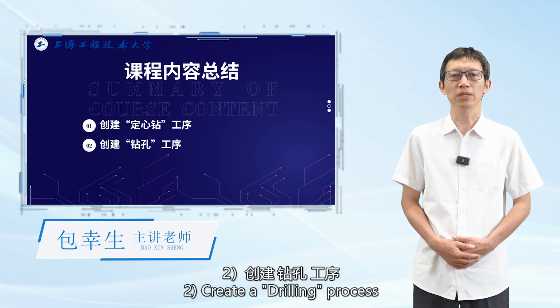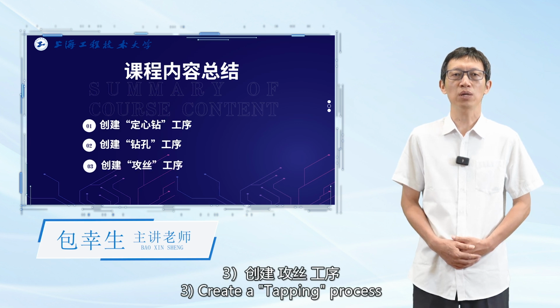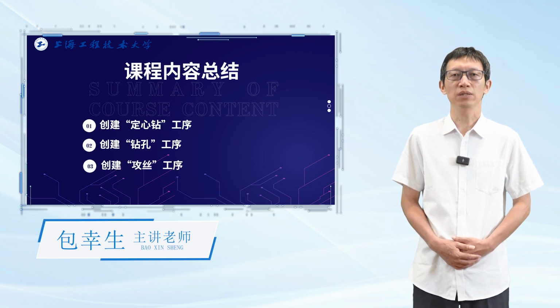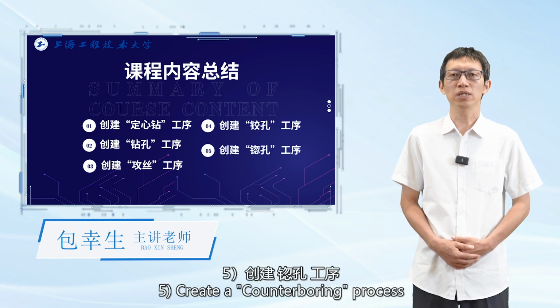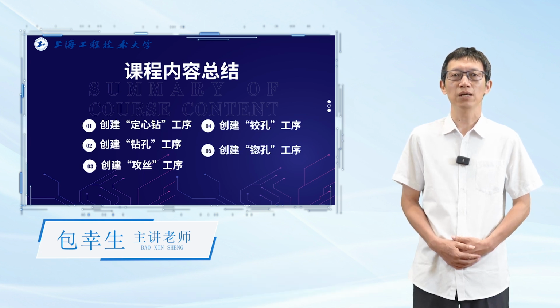In this class, we have understood: first, create a spot drilling process. Second, create a drilling process. Third, create a tapping process. Fourth, create a reaming process. Fifth, create a counter-boring process.